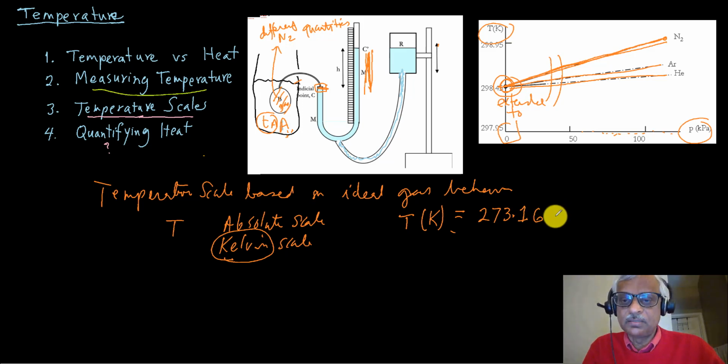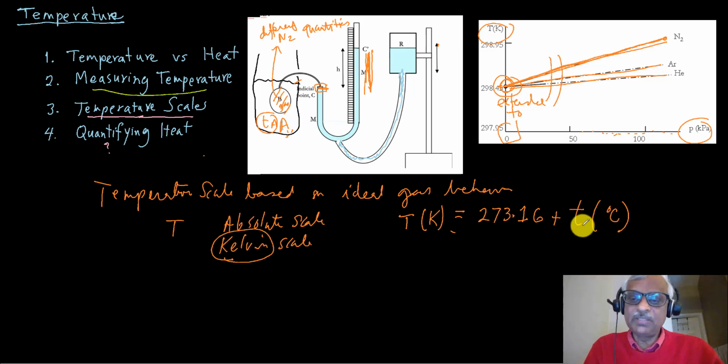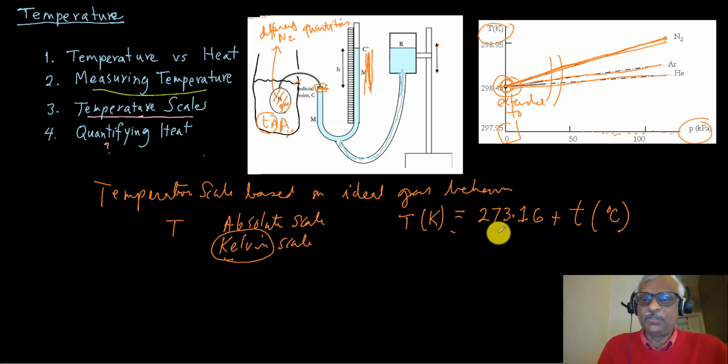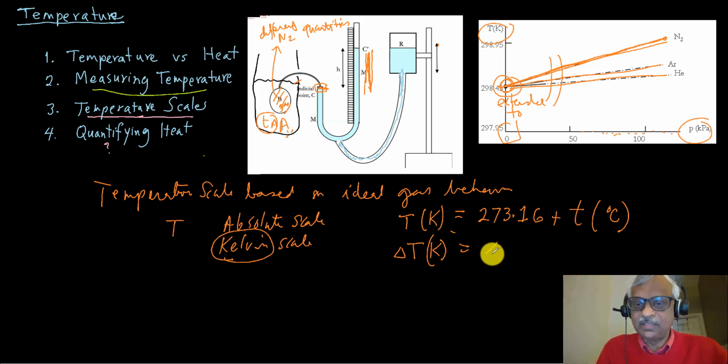T in the Kelvin scale is 273.16 plus the temperature in the Celsius scale. So when the temperature is 0 degrees, freezing, the temperature will be this much on the Kelvin scale. So the values will be different for this scale, but you can see that delta T in the Kelvin scale will be this delta T in the temperature. So 1 degree change in Celsius is 1 degree change in Kelvin.